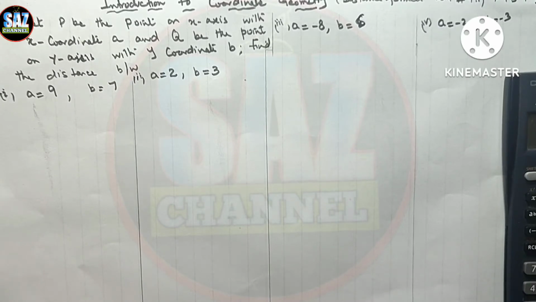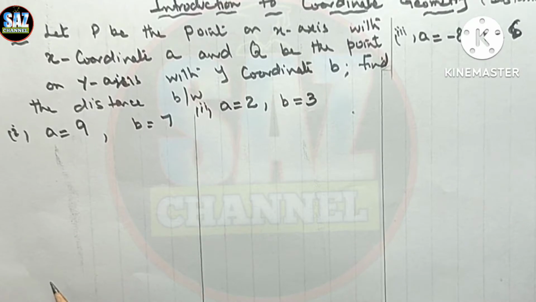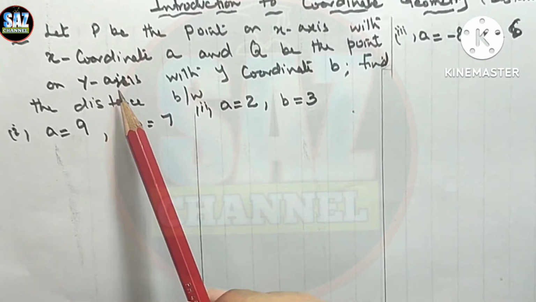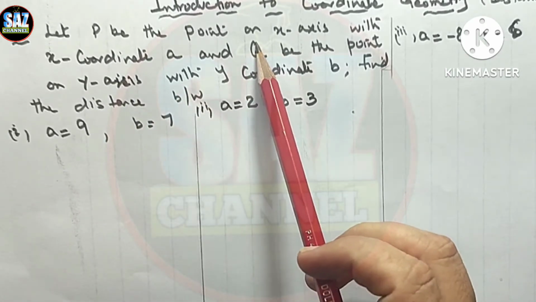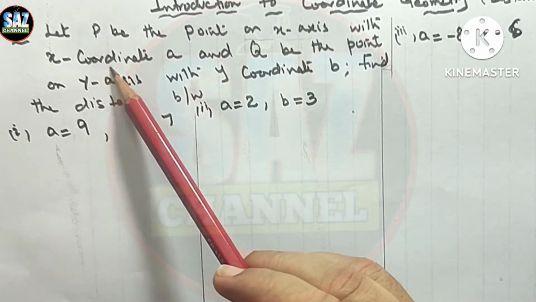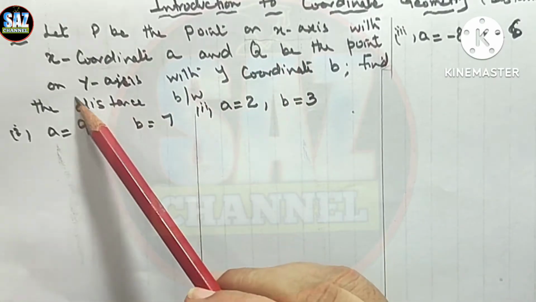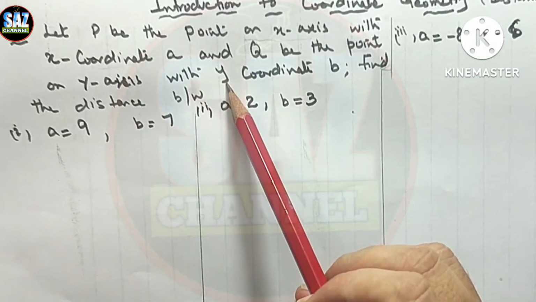examination. These questions can come in short questions, so you have to watch them properly and understand them. So let's move to question number 2, and let me read the question from the book. Question 2 says: let the point P be on x-axis with x coordinate A, and Q be the point on y-axis with y coordinate B.